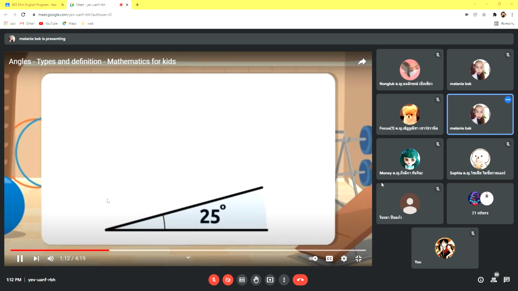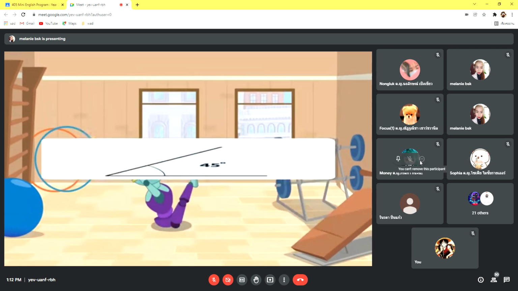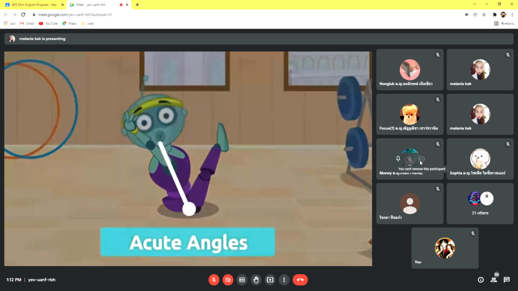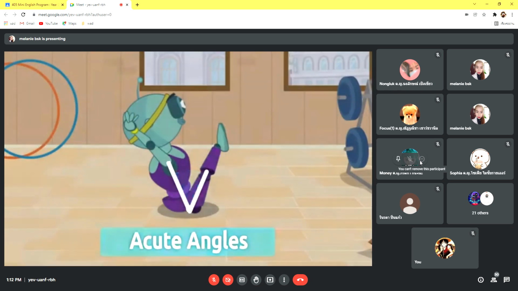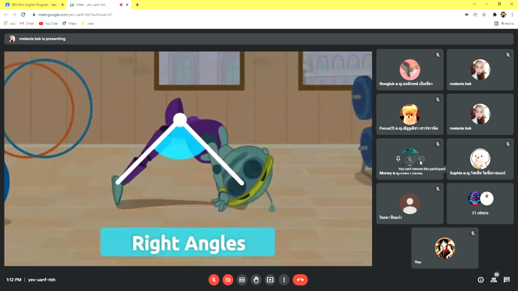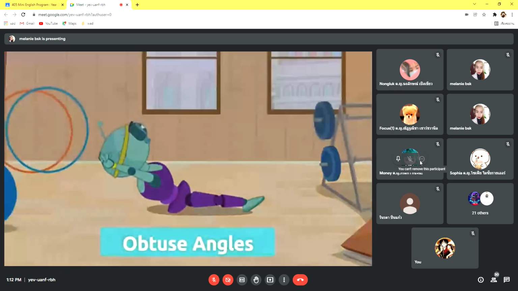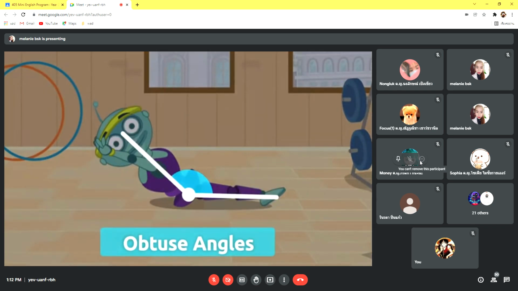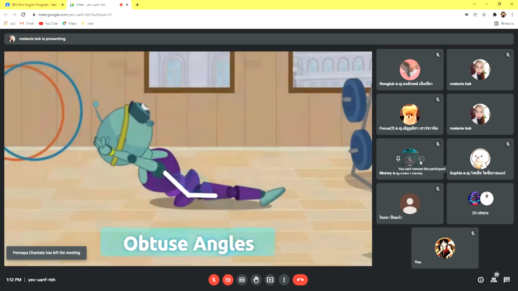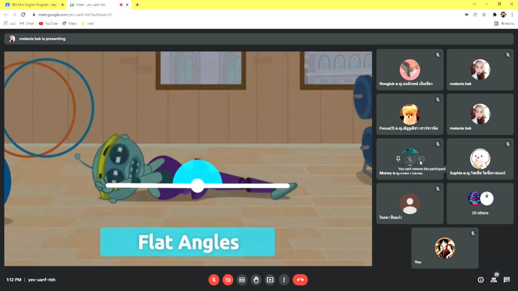Depending on the angle opening, we classify angles. Acute angles are those angles that measure less than 90 degrees. Right angles are those angles that measure 90 degrees. Obtuse angles are those angles that measure more than 90 degrees and less than 180 degrees. Flat angles are those angles that measure exactly 180 degrees.